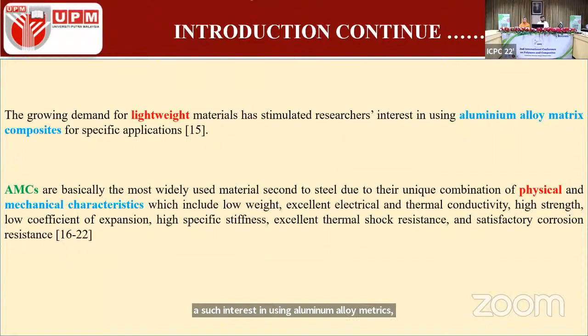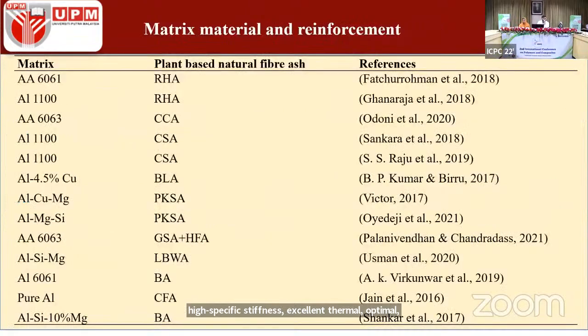Aluminium matrix composites are basically the most widely used material, second to steel, due to their unique combination of physical and mechanical characteristics, which include low weight, excellent electrical and thermal conductivity, high strength, low coefficient of expansion, high specific stiffness, excellent thermal shock resistance, and satisfactory corrosion resistance.